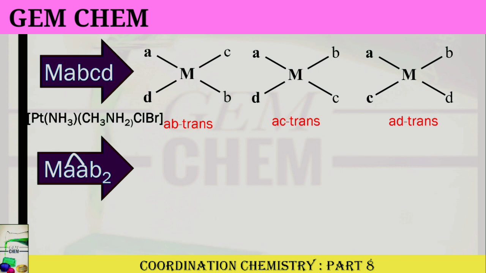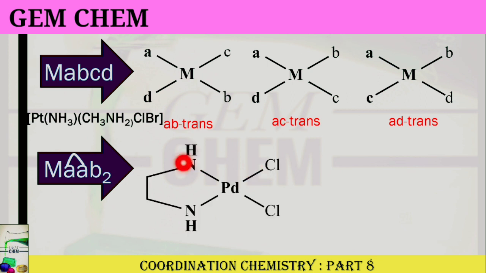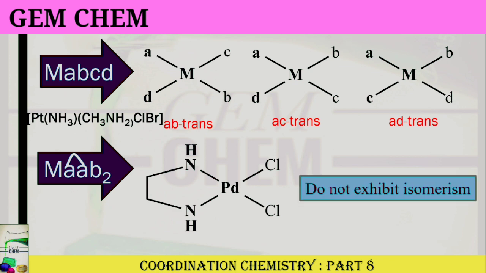The next type is that here we are having a symmetric bidentate ligand AA and B2 is another one. So since it is present like this, this arc represents that it is a bidentate ligand. So we can see that for this case it does not exhibit any type of isomerism, as here the path is being locked. No trans or cis isomerism can be seen. So we can write here: does not exhibit isomerism.